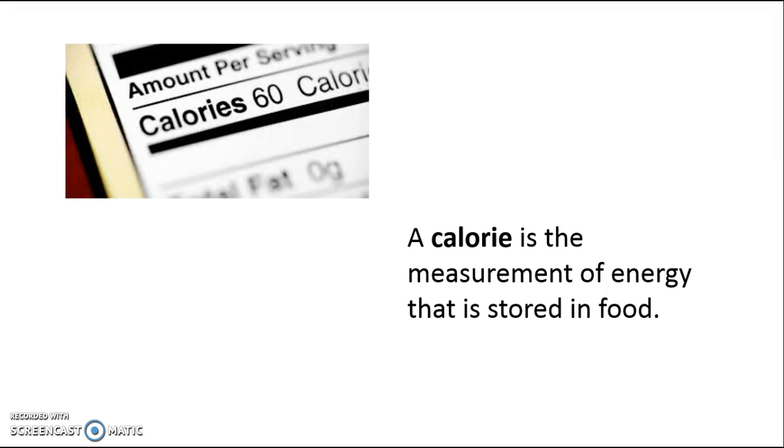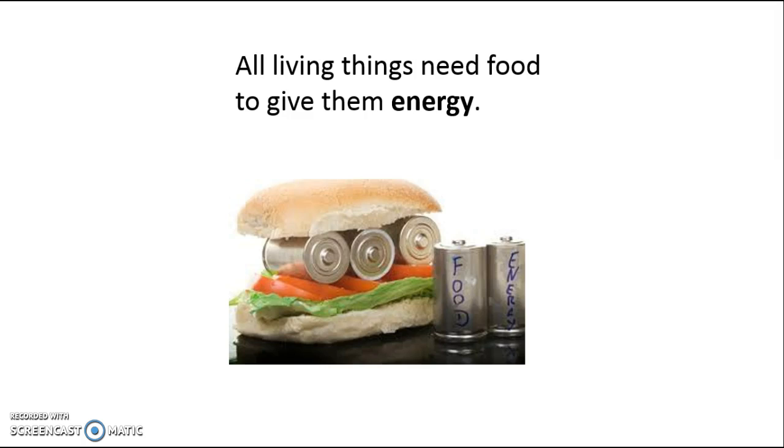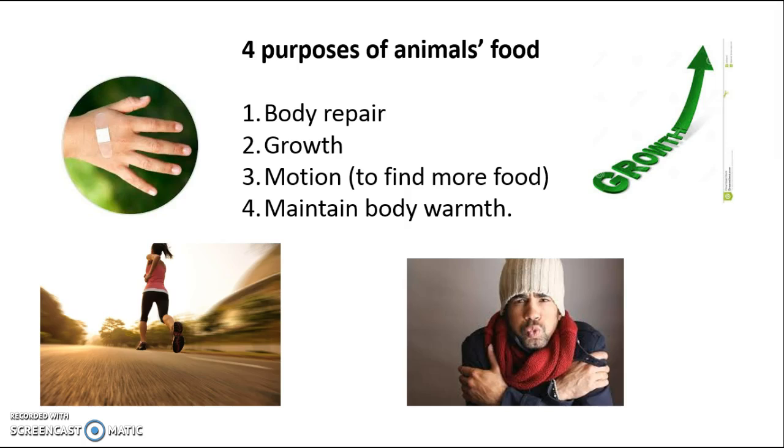A calorie is the measurement of energy that is stored in food. All living things need food to give them energy. That is how we continue to survive. So we eat because we need energy, and that brings us to the next slide. There are 4 purposes of animals' food. I love pizza. I love lasagna, brownies, cookies, you name it, I love it. But I don't eat those things because I like them. I eat food because it is necessary for me to survive.